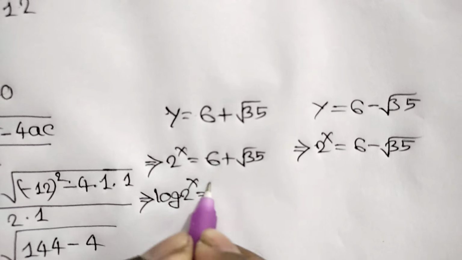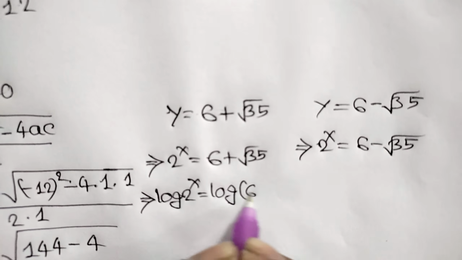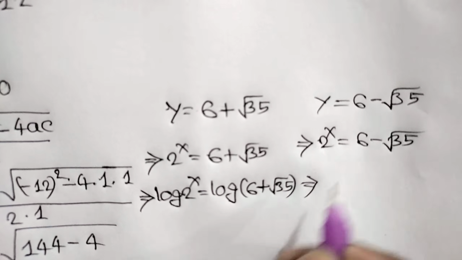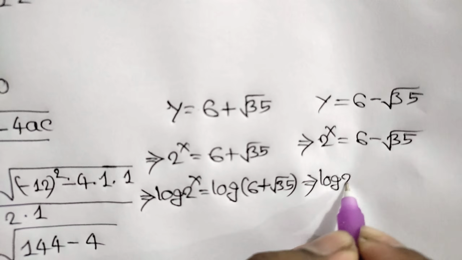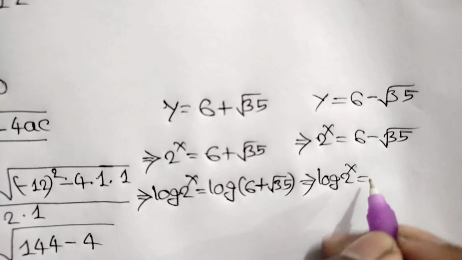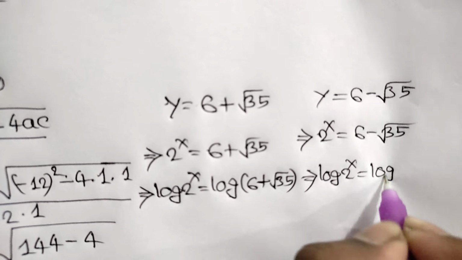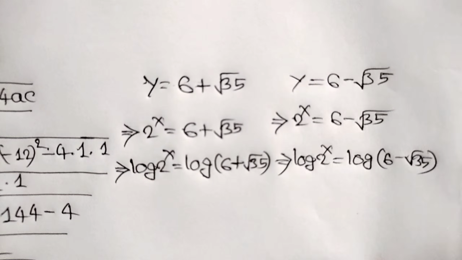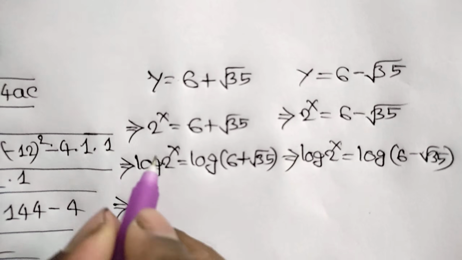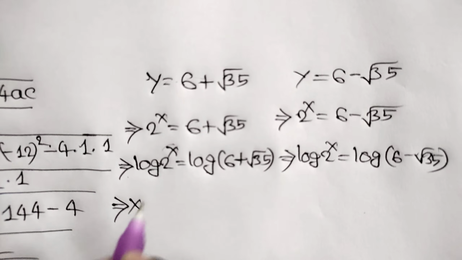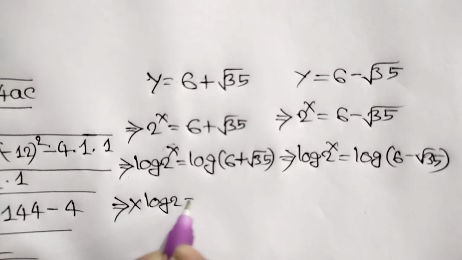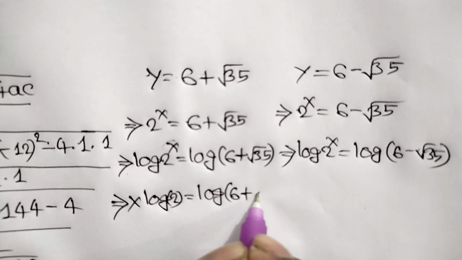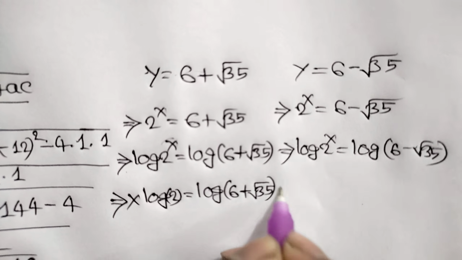Taking log on both sides, we can write log of 2 to the power x is equal to log of 6 plus square root of 35, or log of 2 to the power x is equal to log of 6 minus square root of 35. We know the x moves here, so we will get x times log of 2 is equal to log of 6 plus square root of 35.